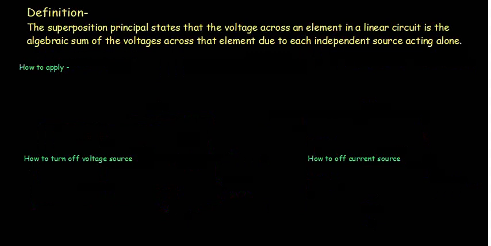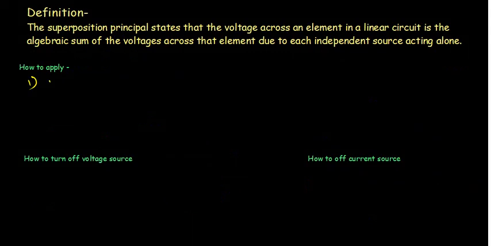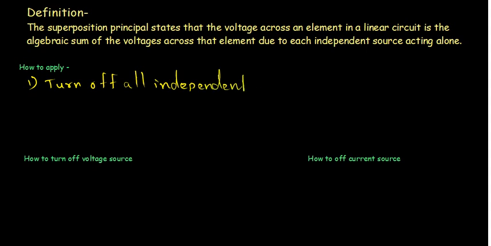To apply the theorem, we just need to consider three main things. The first thing is, turn off all independent sources except one. One at a time, we turn on only one independent source. Dependent sources stay as they are, but only one independent source is on at a time.